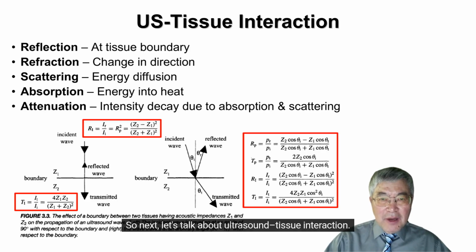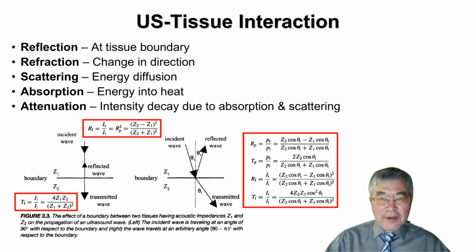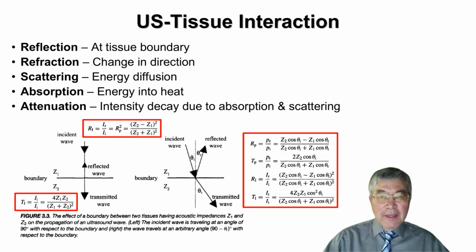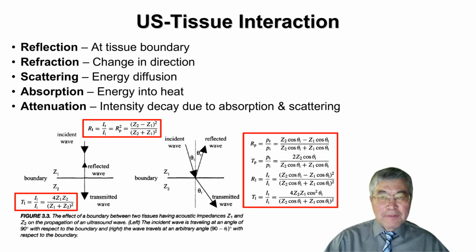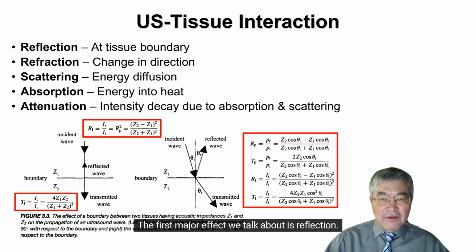So next, let's talk about ultrasound tissue interaction. Earlier, we mentioned how different imaging modalities interact with biological tissues. For example, X-ray and CT involve attenuation and scattering, while gamma-ray imaging behaves similarly. In MRI, we talk about T1 and T2 relaxation parameters to describe energy interactions within tissues. For ultrasound, the same basic idea applies, and it's all about energy propagation and how that energy interacts with biological structures. The first major effect we talk about is reflection.